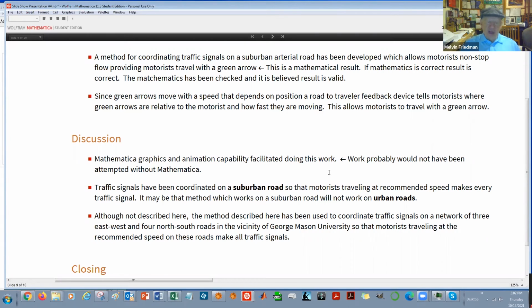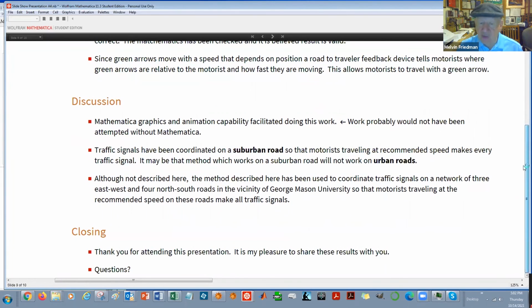I have coordinated traffic signals on a suburban road. It's not clear that this technique would work on urban roads. Although I haven't described it here, I have also coordinated traffic lights on a network of 3 east-west roads and 4 north-south roads in the vicinity of George Mason University, so that vehicles going at the recommended speed on those roads would make every traffic light.